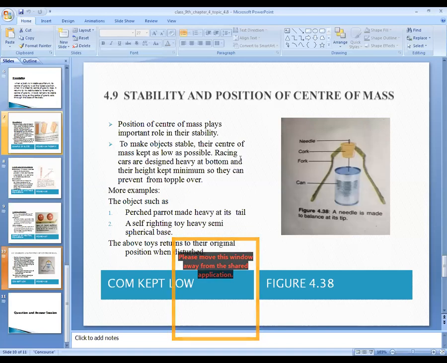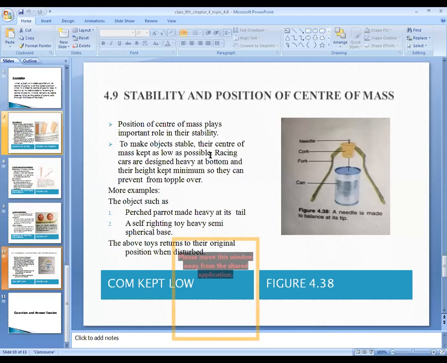If you have ever seen racing cars, they are designed heavy at the bottom and their height is kept minimum so they are prevented from toppling over, which means falling down. If you see a racing car in practical life, it is designed keeping stability and the center of mass in mind. Whenever designers design cars, they keep the principle of center of mass and stability in mind. They keep the height as low as they can. A racing car's height is very low.